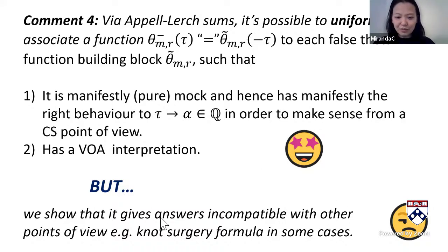But life here is pretty tough. We could show that it gives answers that are incompatible with other points of view, for instance in that example where there are alternative ways to compute the same z-hat. Okay, it just doesn't work. So this is too good. Hopefully you appreciate some of the hardship in trying to find the answer on the one side.